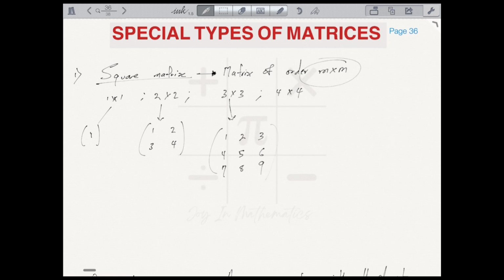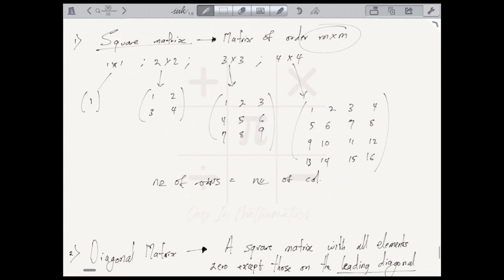You can see 3 rows, 3 columns, just as we did at the start of the video. And an example of the 4 by 4 matrix can be 1, 2, 3, 4, 5, 6, 7, 8, 9, 10, 11, 12, 13, 14, 15, and 16. So these are examples of square matrices. Same number of rows, okay? The number of rows is equal to the number of columns.